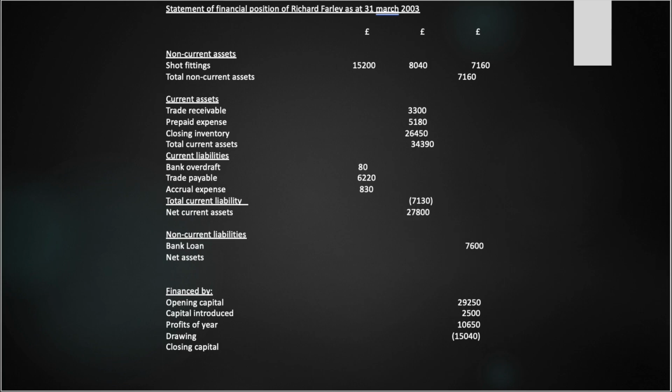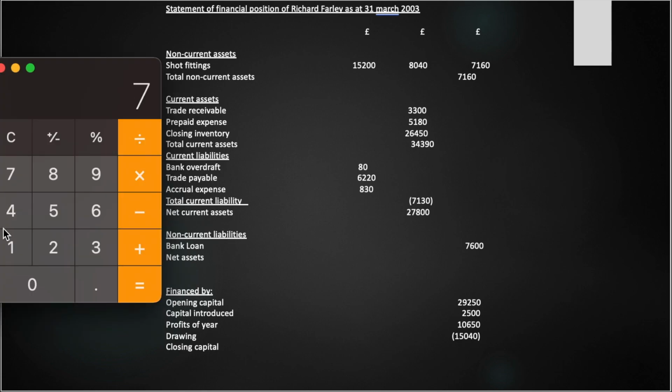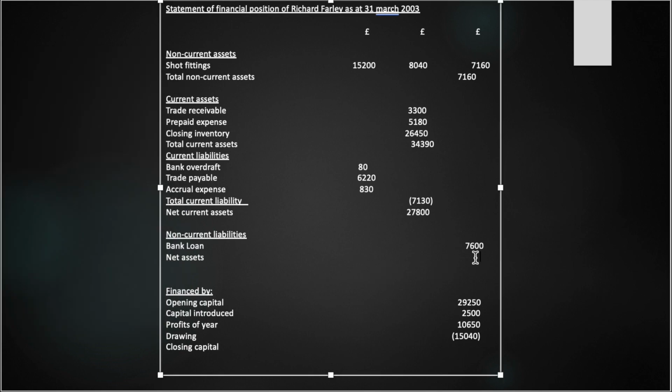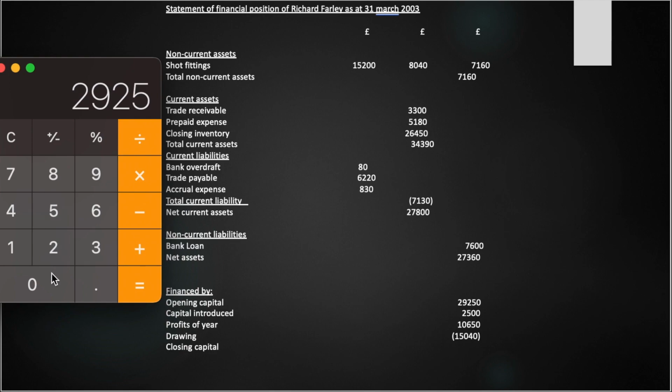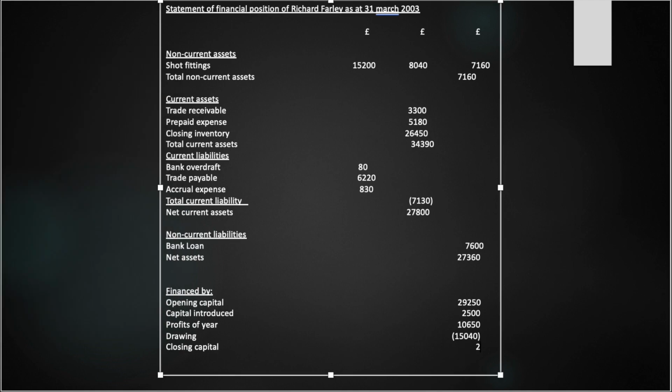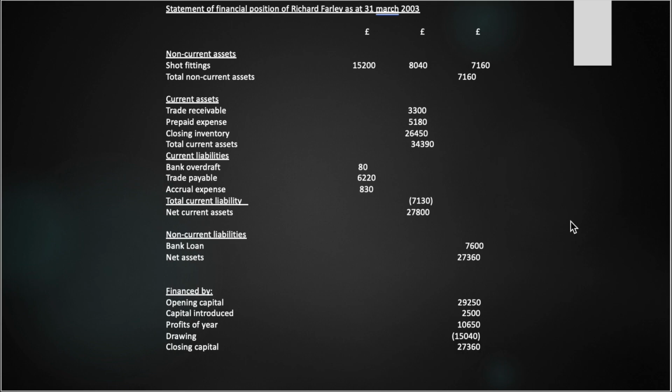And then for our non-current liabilities, we only have bank loan, which is 7,600. And then for net assets, we do our total non-current assets plus our net current assets minus our non-current liabilities, and this gives us 27,360. And then we go into our financed by section, which is opening capital plus profit of the year minus drawings, and this gives us 27,360. We know our answer is correct because we've got the same closing capital as our net assets.